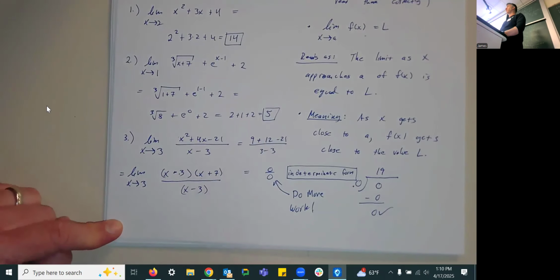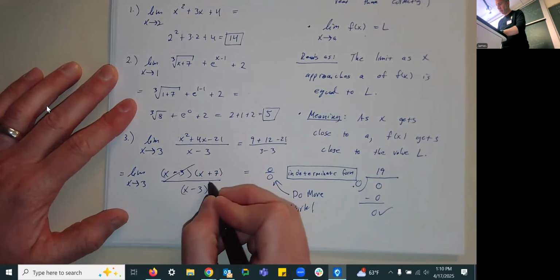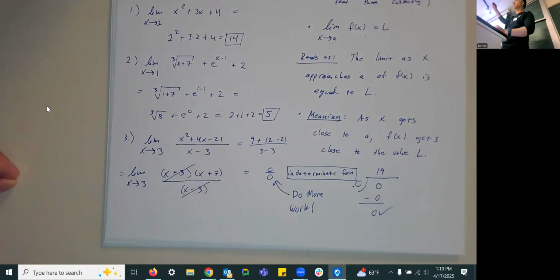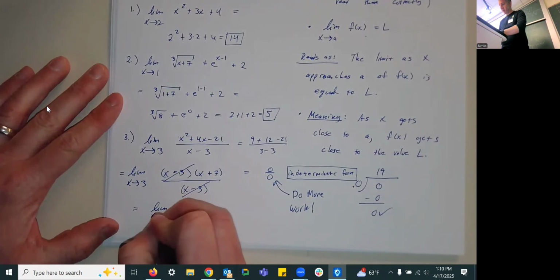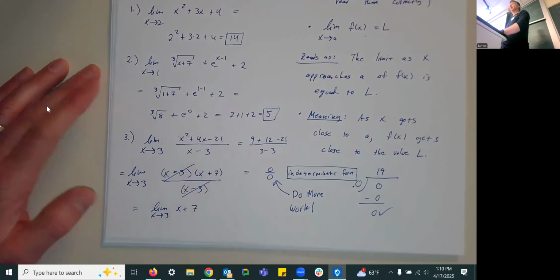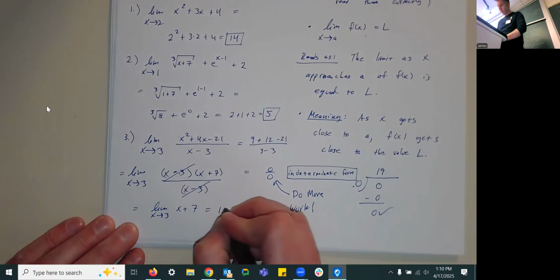So it looks an awful lot like we're getting closer and closer to 10. And we are. But we're allowed to cancel the x minus 3s here because the limit doesn't care what is happening at 3. And 3 is the only problem for those factors. And since the limit doesn't care what happens at 3, we get to just say it doesn't matter what those x minus 3s are. They're going to divide to 1. And then we take the limit as x approaches 3 of x plus 7. And all we're saying is that as x gets really super duper close to 3, this function gets really super duper close to 10.